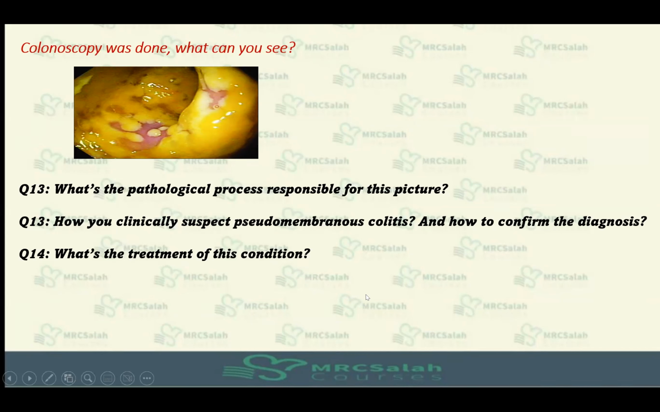How do you clinically suspect pseudomembranous colitis? Because the patient has abdominal pain and severe diarrhea. Yes, and the patient is hospitalized. Hospitalized for a long time. Yes, and taking antibiotics. But is it clinical or just from history? Clinical includes history. By the history, the patient was admitted to the hospital for a long time and taking a broad-spectrum antibiotic for a long time.